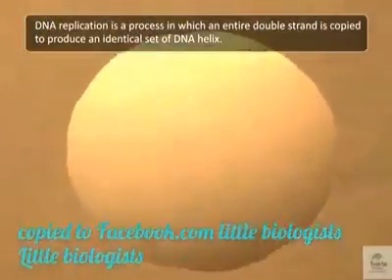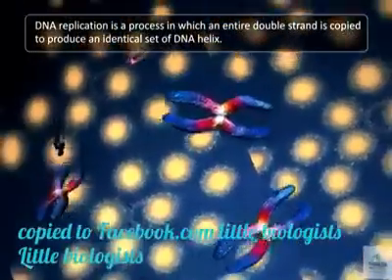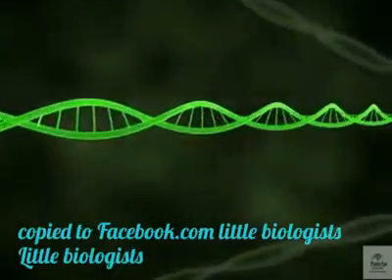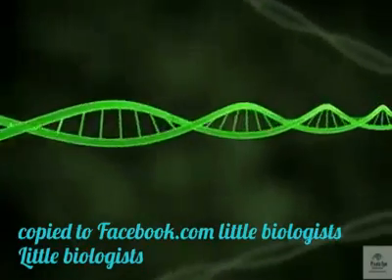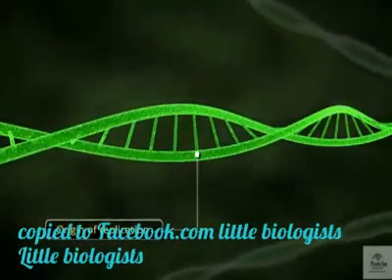DNA replication can be defined as a process in which an entire double strand is copied to produce an identical set of DNA helix. The process of replication starts at a specific point on the DNA. This point is called the origin, or origin of the replication site.